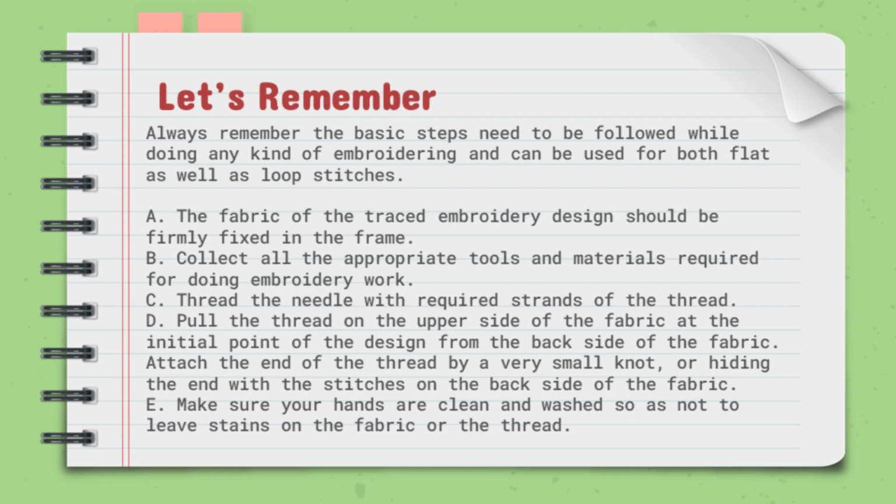Always remember the basic steps need to be followed while doing any kind of embroidery and can be used for both flat as well as loop stitches. A. The fabric of trace embroidery design should be firmly fixed in the frame. B. Collect all the appropriate tools and materials required for doing embroidery work. C. Thread the needle with required strands of thread. D. Pull the thread on the upper side of the fabric at the initial point of the design from the back side of the fabric.